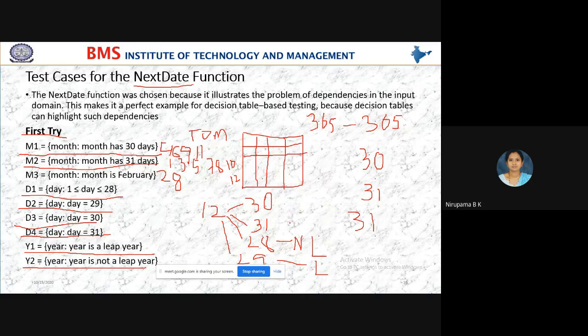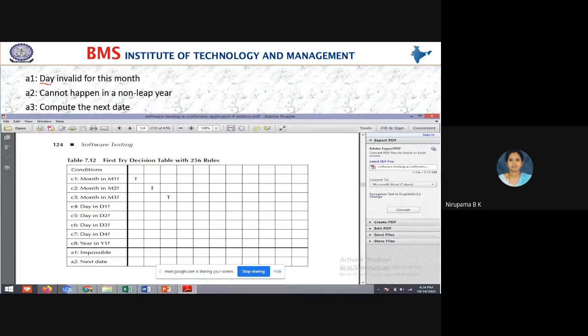When I know the condition, the boundary value is 30 only. The boundary value is 1 to 30. Here what is the boundary value? 1 to 30. If you give 31, is it a valid input? No, it is not a valid input. So the date is invalid for the month. And the second action is cannot happen in a non-leap year.